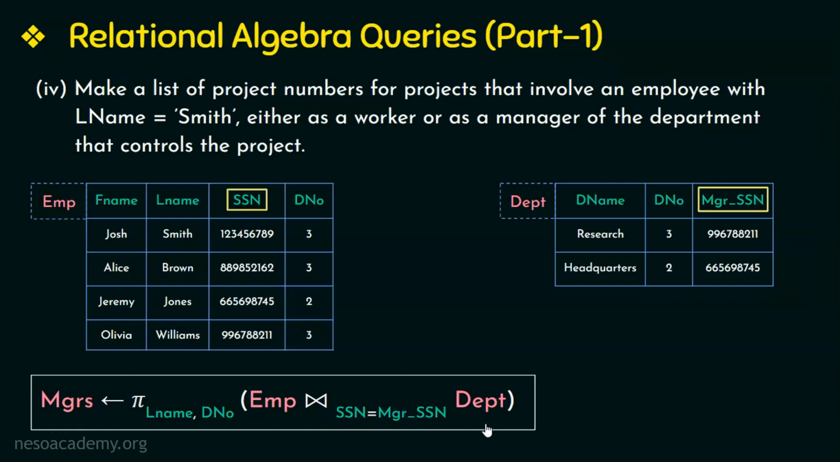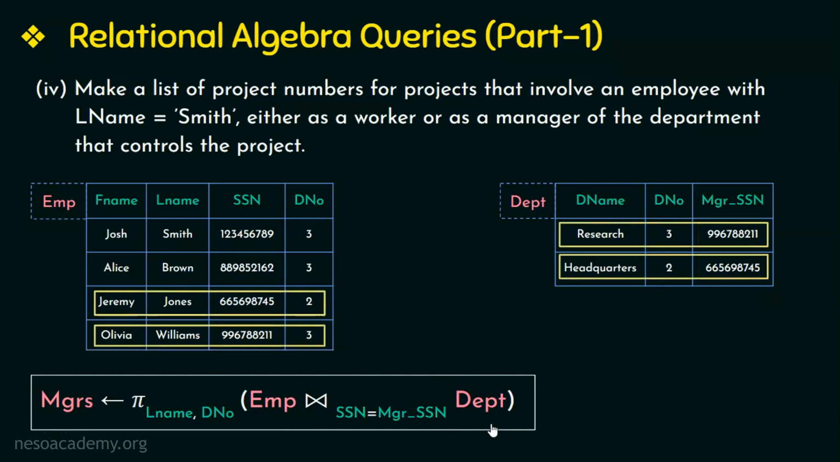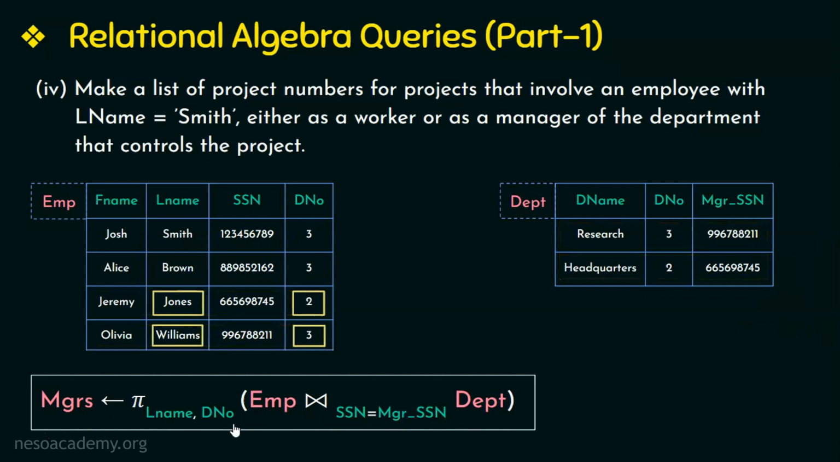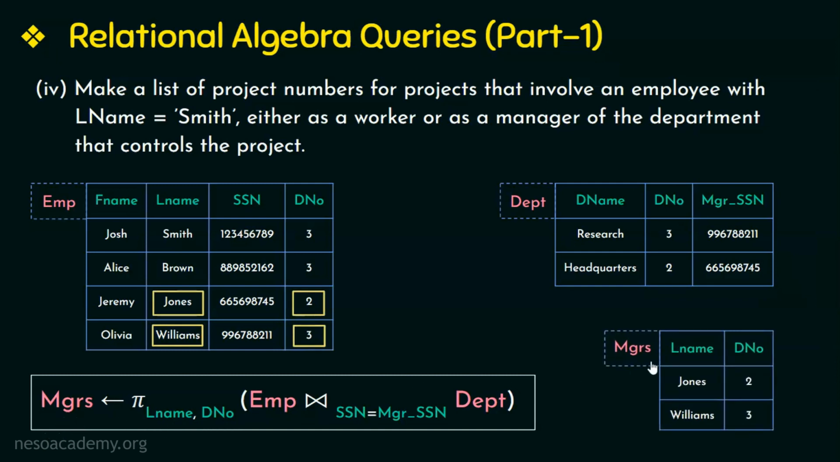Here we see that there are only two tuples that satisfy the given join condition. Therefore, the result of this join will be a combination of these matched tuples. Now, from the result of the join, we project only the last name and D number, or the department number, as the rest of the attributes are not necessary. This result is stored in this relation.